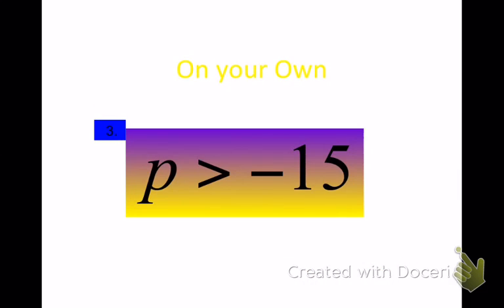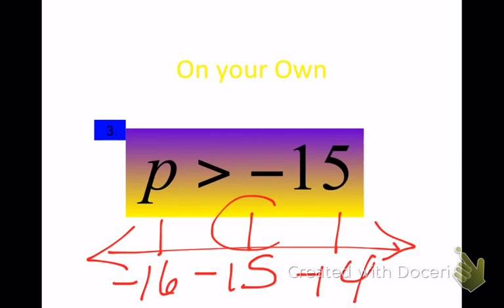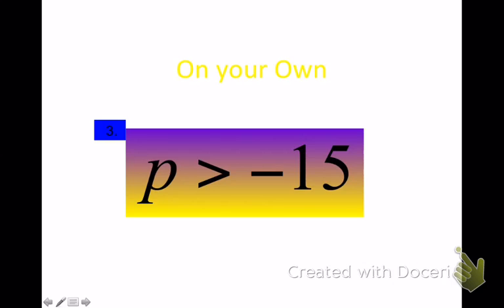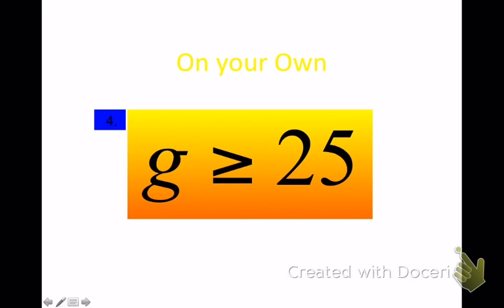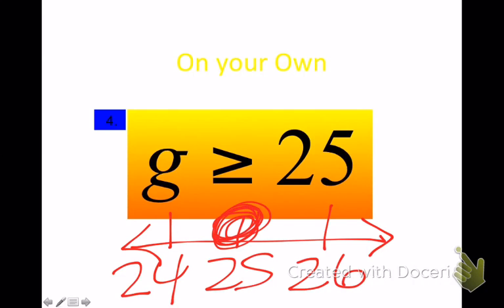Next, we've got P is greater than -15. Put a -15 here, -16, -14, open circle, shade everything to the right. G is equal to or greater than 25. Landmark number 25, one bigger, one smaller. Fill in my coordinate, and I'm going to shade in anything bigger than 25.